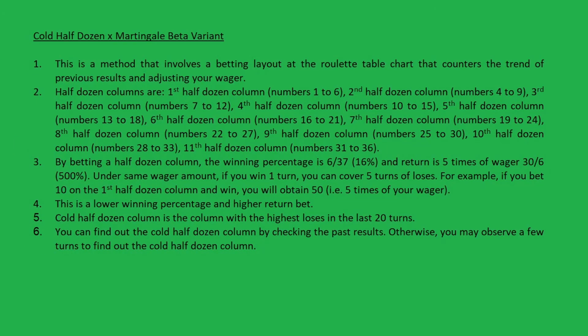Cold half dozen X Martingale, beta variant. 1. This is a method that involves a betting layout at the roulette table chart that counters the trend of previous results and adjusting your wager.